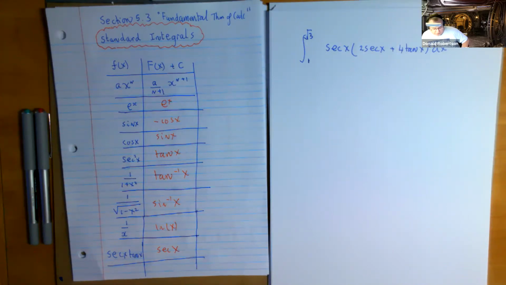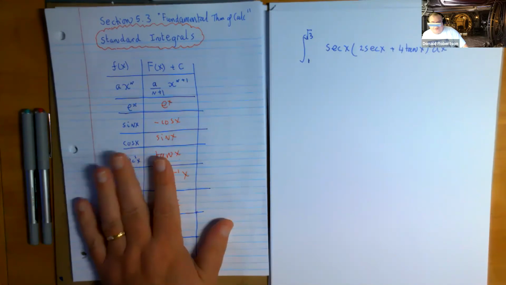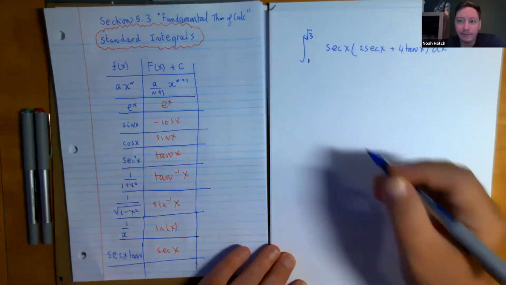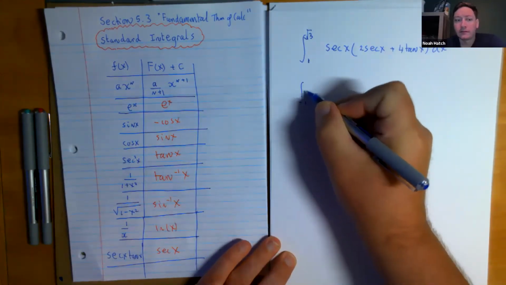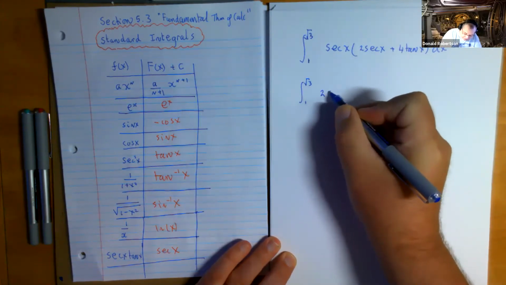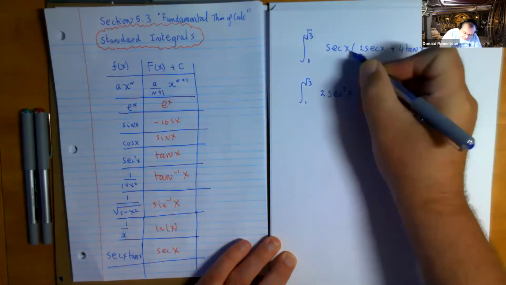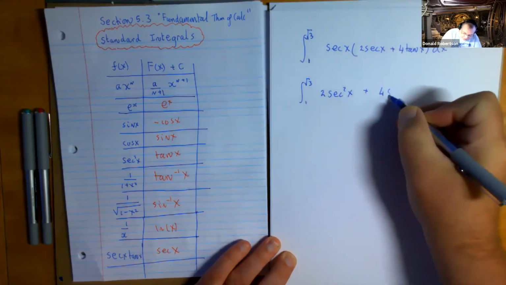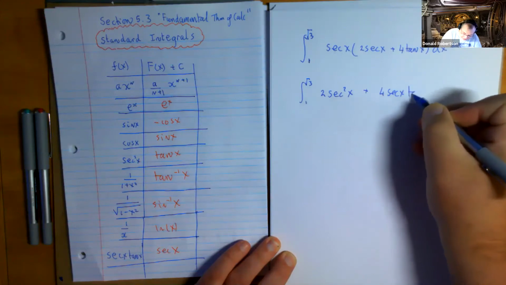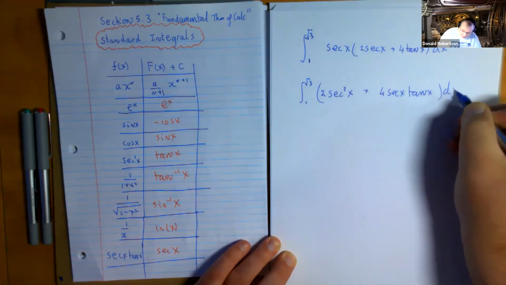Any suggestions for what I might do to this expression so that I can end up using secant of x outside the parentheses? Okay, so let's see what that looks like. Secant times 2 secant becomes 2 secant squared. Secant times this becomes 4 secant x tan x. And now you've got that.